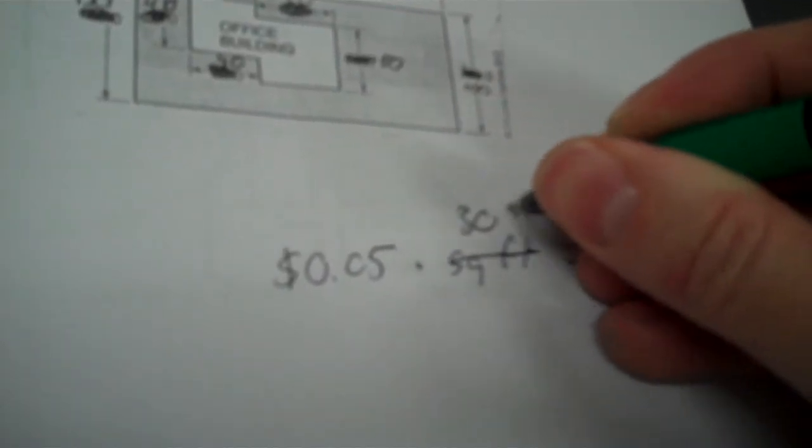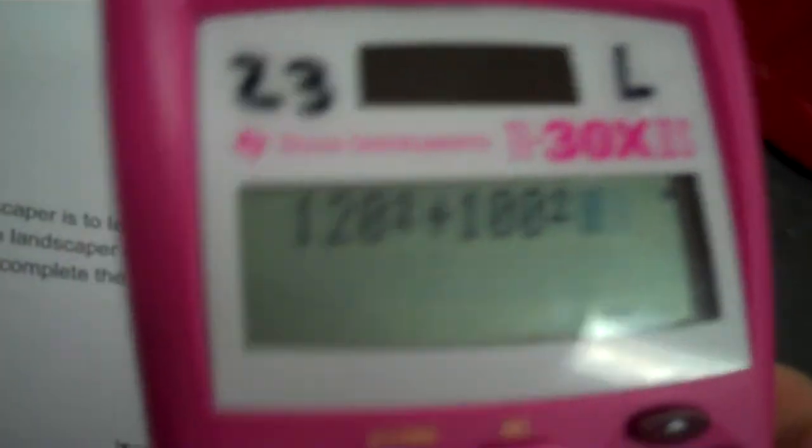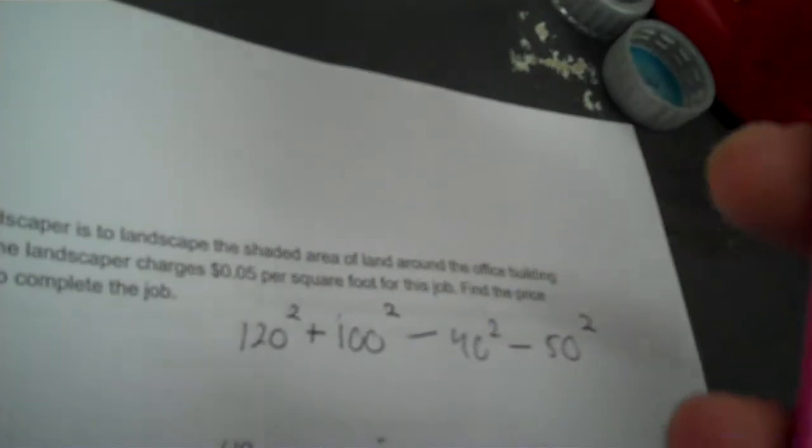So now I can easily find my cost. 5 cents times 300 is, I believe it's 15 bucks. Okay. That's pretty cheap. Did I do that right? That seems awful low. 120 to the second plus 100 to the second. I might have screwed this up.